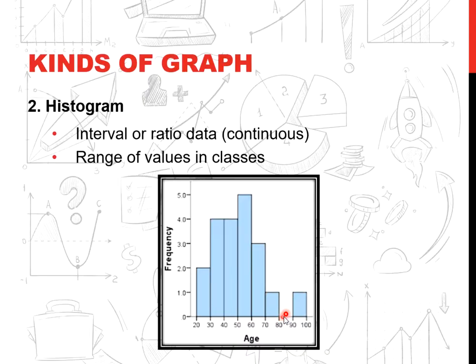So, ibig sabihin, walang 80 to 90. So, ranges of values. So, 20 to 30, ito yun. Nasa 2.0 daw yung frequency ng 20 to 30. So, 30 to 40, 4.0. 40 to 50, 4.0. 50 to 60. So, minimeasure natin dito is yung gitna. Yung pagitan. So, wala daw 80 to 90.